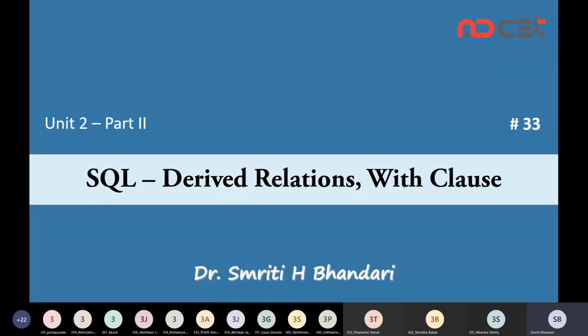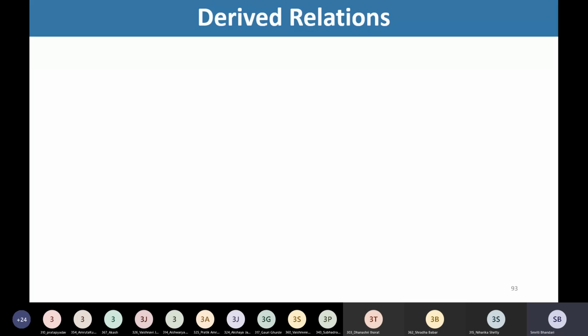Today we are going to look at the example of derived relation that we have discussed in the last session, and then we'll go for one of the interesting constructs of SQL, and that is known as with clause. With clause is being used to write complex queries. We'll look at few join operations as well. So let's begin with the derived relations.